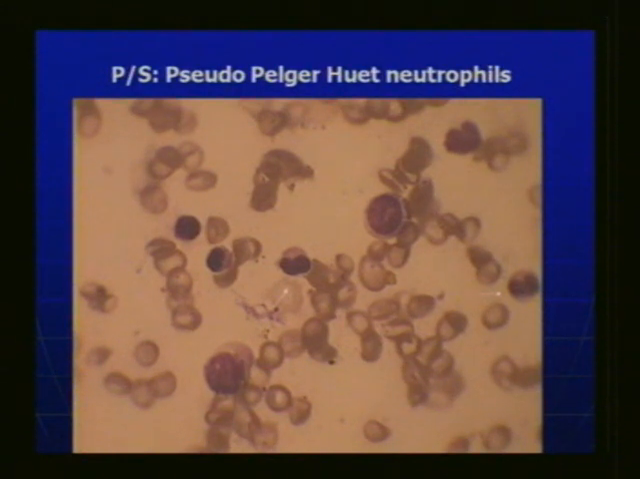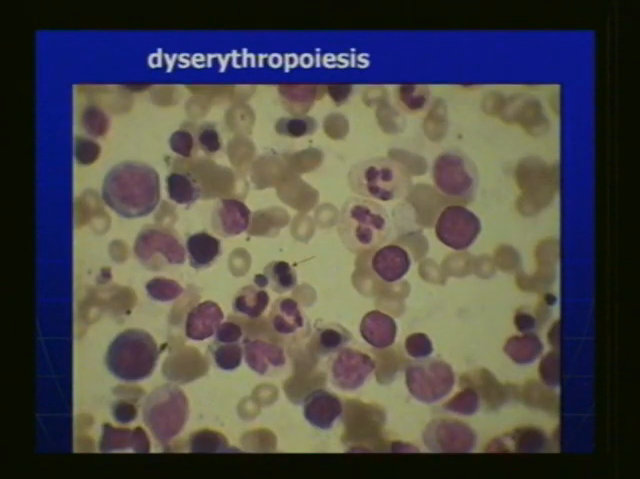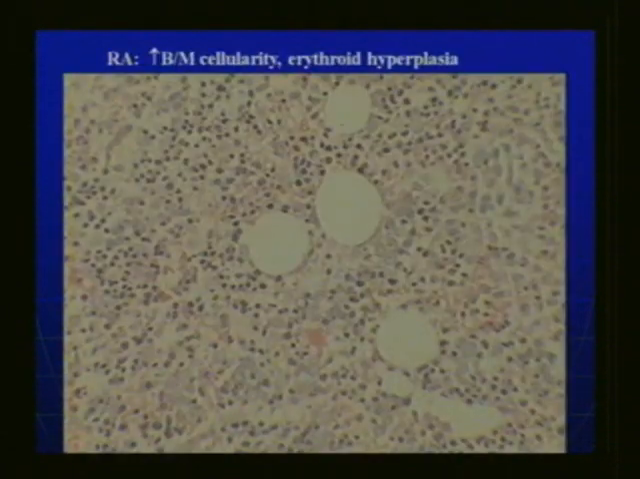They are showing the pseudo-Pelger-Huet neutrophils in the peripheral smear, there are two of them, showing the hyposegmentation of the neutrophils. In the bone marrow, you can see many erythroid cells, but the arrow I have demonstrated shows a binucleated early erythroid cell, and that is a sign of dyserythropoiesis.